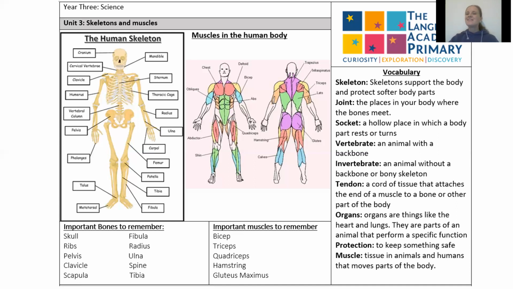Next word is tendon. Tendon. And a tendon is a cord of tissue that attaches the end of the muscle to a bone or another part of our bodies.